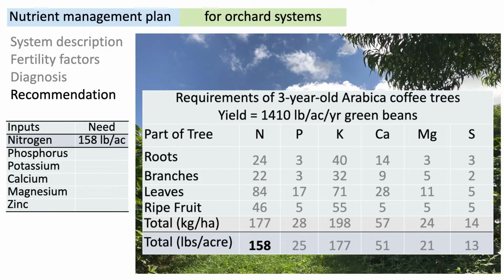And so here, for that total, if I'm fertilizing for total uptake, it's 158 pounds of nitrogen per acre per year. And then here, you can notice too, ripe fruit, if you're just fertilizing for ripe fruit, it's 46 pounds of nitrogen per acre per year. And so as I mentioned with nitrogen, you can see here that nitrogen and potassium require a lot.